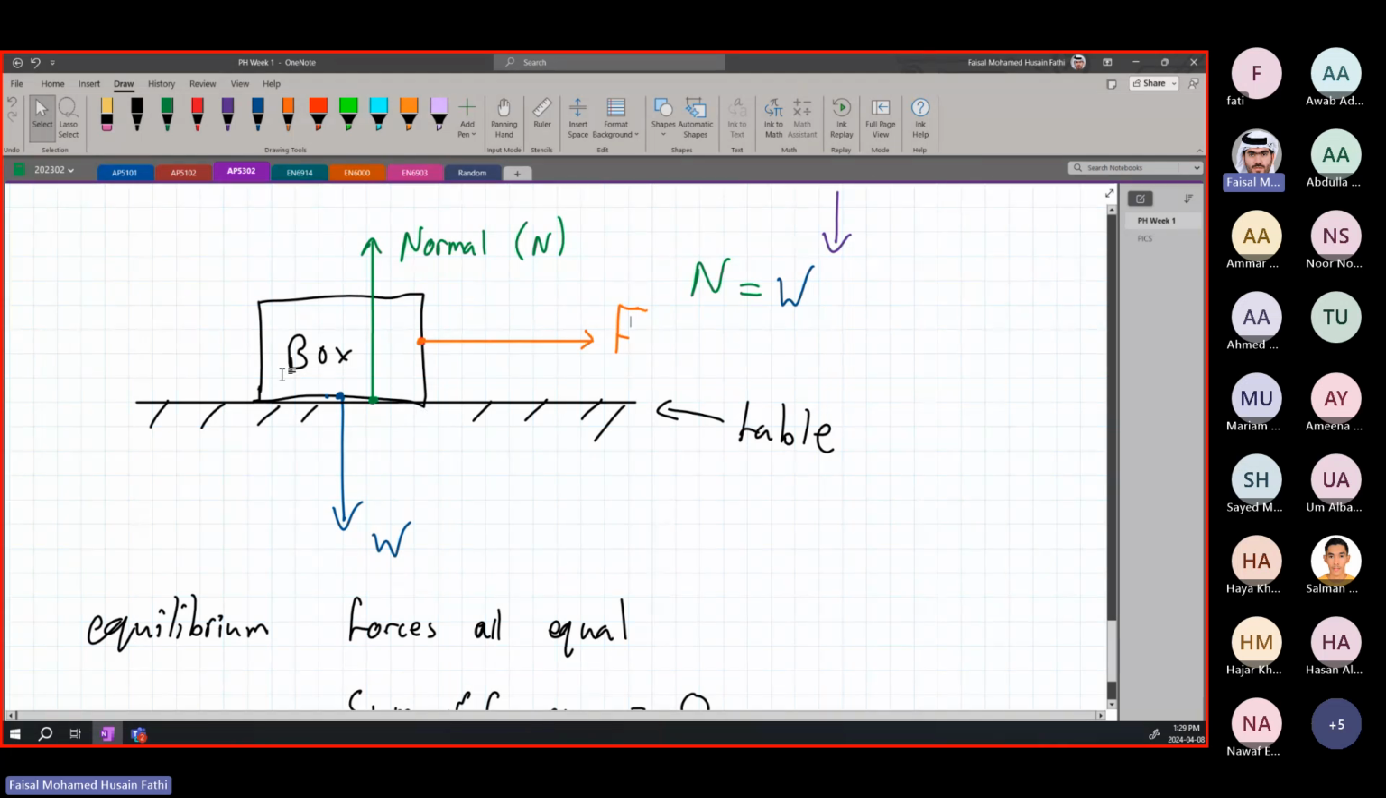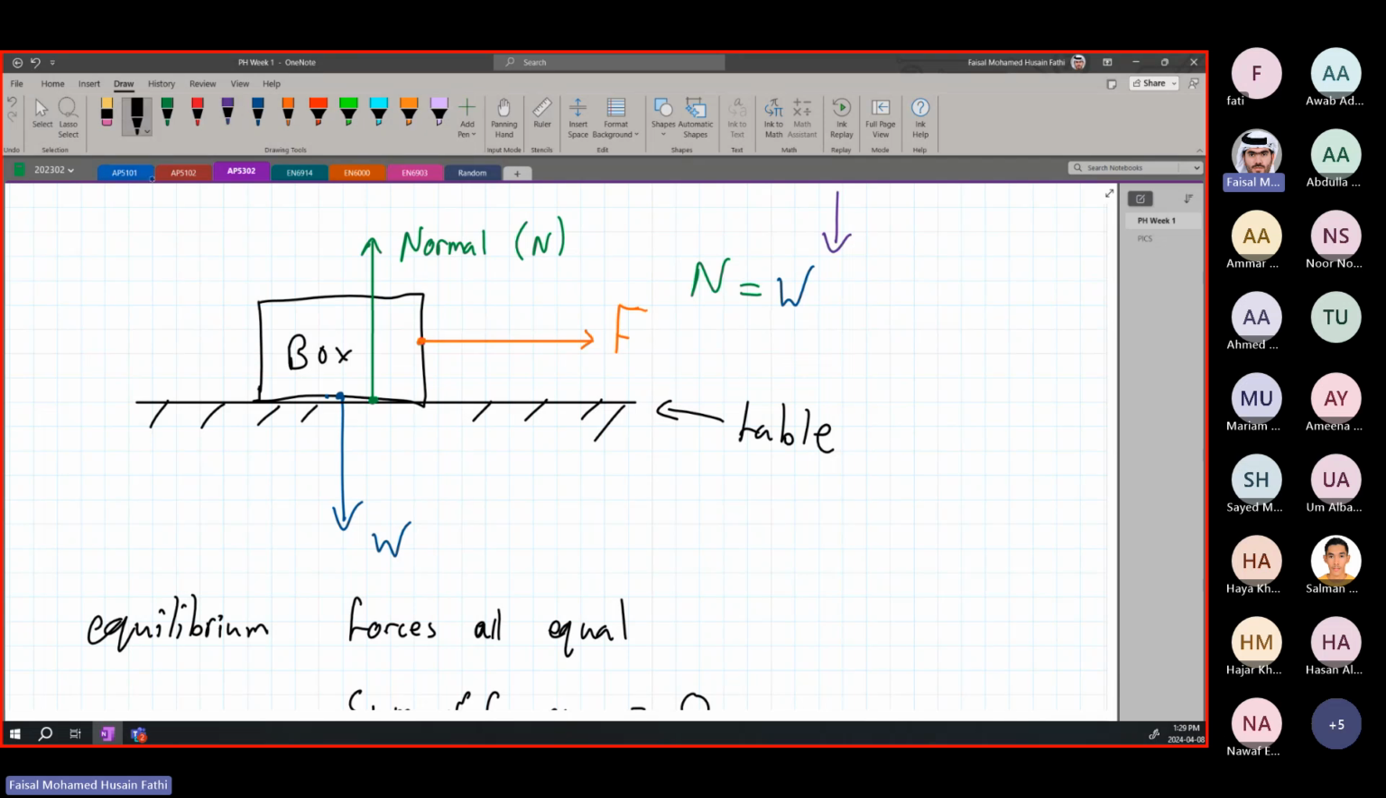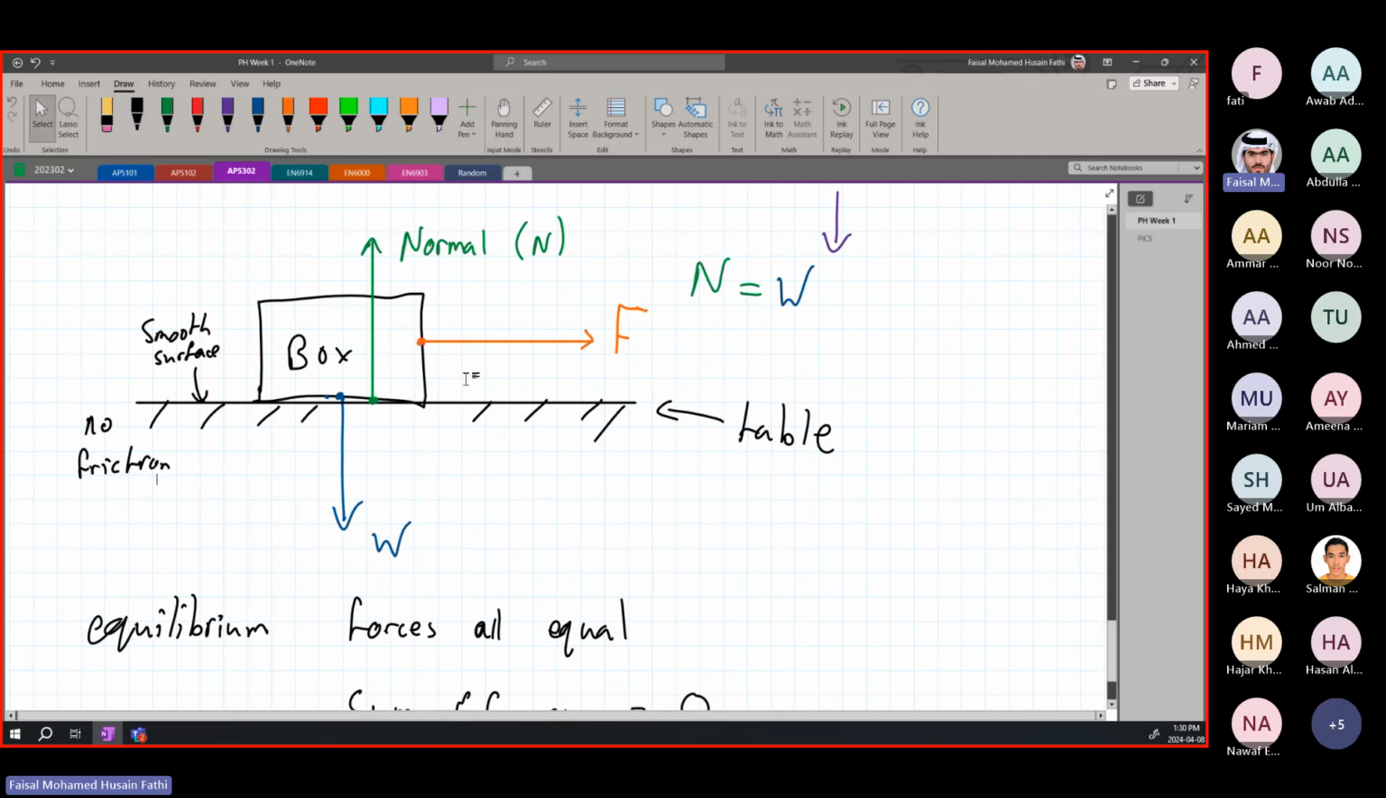So this is what we call friction, which we will look at later on. But let's consider for the sake of this example that this is a smooth surface, meaning there is no friction. It's like ice, an icy surface. It's very slippery, super slippery, and it will never stop the motion of whatever is moving on top of it. So let's call this a smooth surface.